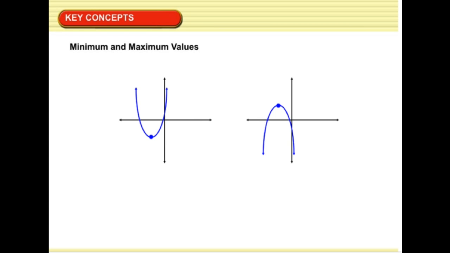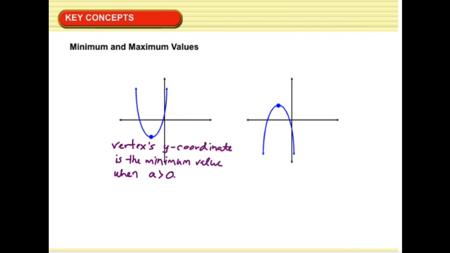The minimum and maximum values. The first, in terms of minimum value, is that the vertex's y-coordinate is the minimum value when, and this is when A is greater than 0. So when A is positive.